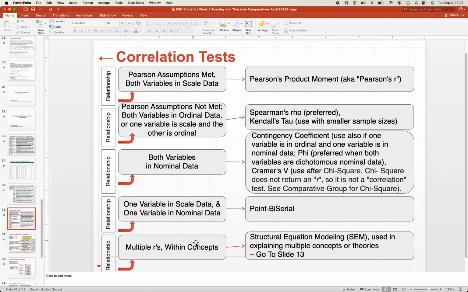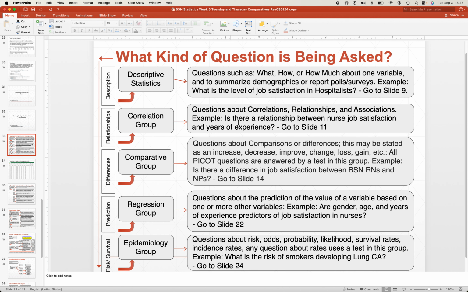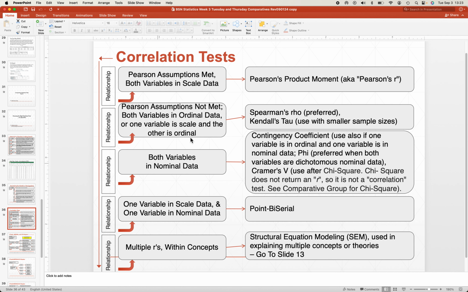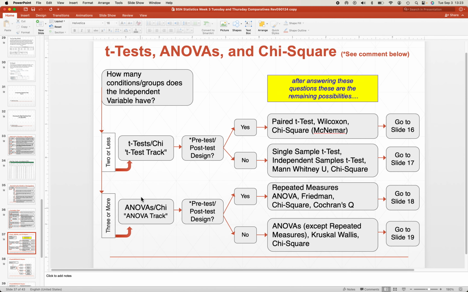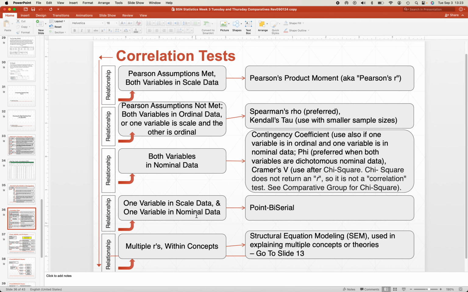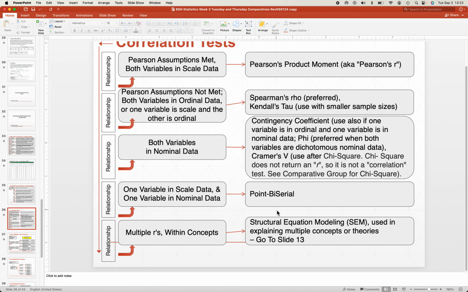It's listed in here. If one variable is in scale data and the other is in nominal data, we use the point biserial. So within this, if we can identify our question as being a correlation question, we can turn to slide 11, look at our variables, determine how they're being measured, and see which is the most appropriate test. I showed you in a prior class the version of the structural equation modeling that we might use in a theory to show how various concepts are related to other concepts within that theory.